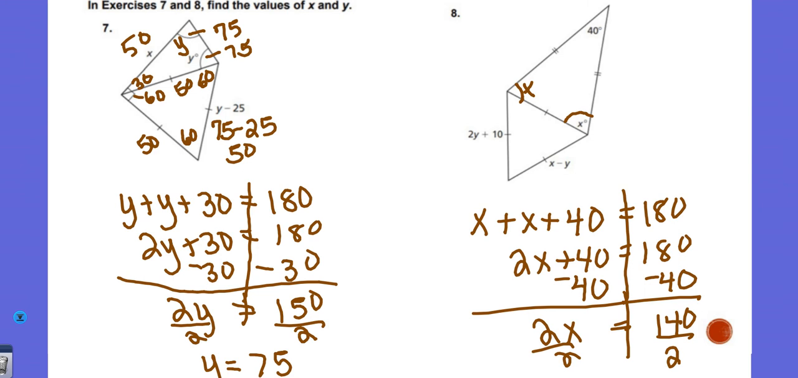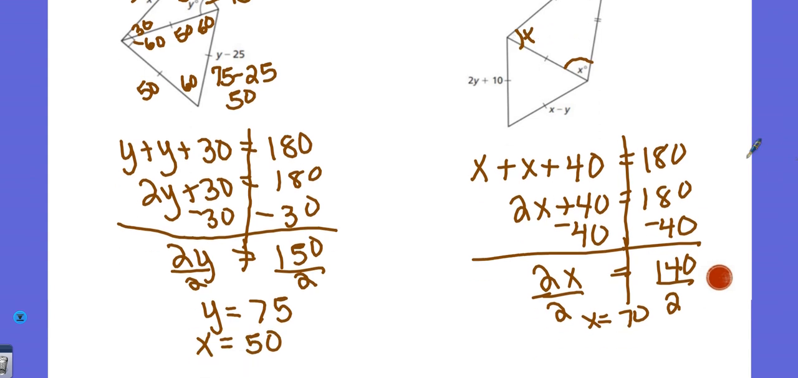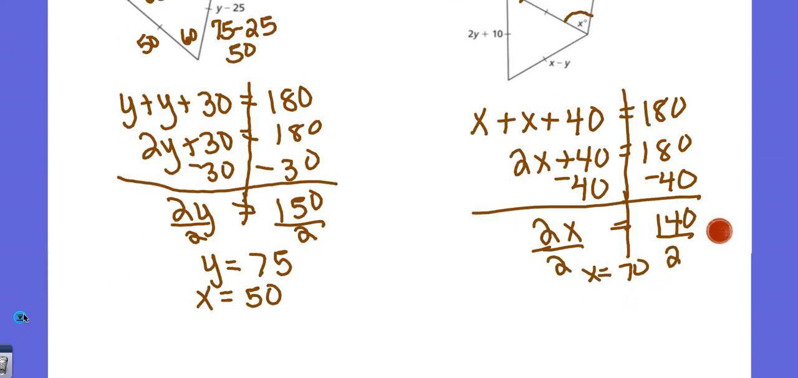Oops, let me make that a little neater. x equals 70. So we found what the value of x is. So these angles down here are 70. And now we need to find what y is. Since we know that x equals 70 and these two have the same marks, then I can set those equations equal to each other. And I'm going to draw my line down the middle and substitute in for x.